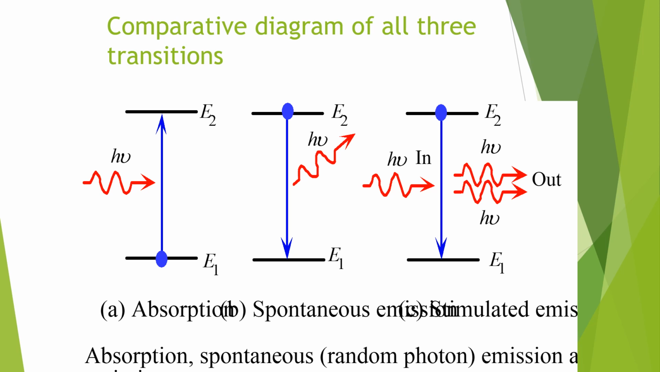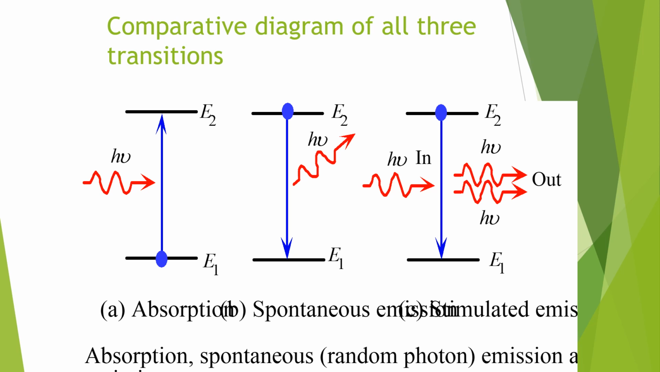Here we can see we have two states. One is the ground state E1 and the excited state E2. hν photons are incident on the atom. It gains that energy and gets excited. In the second diagram, you can see the spontaneous emission. The atom comes down releasing that hν energy in any direction.